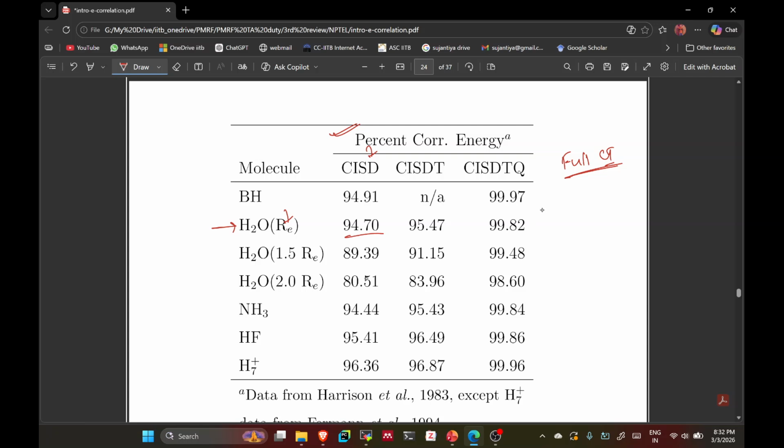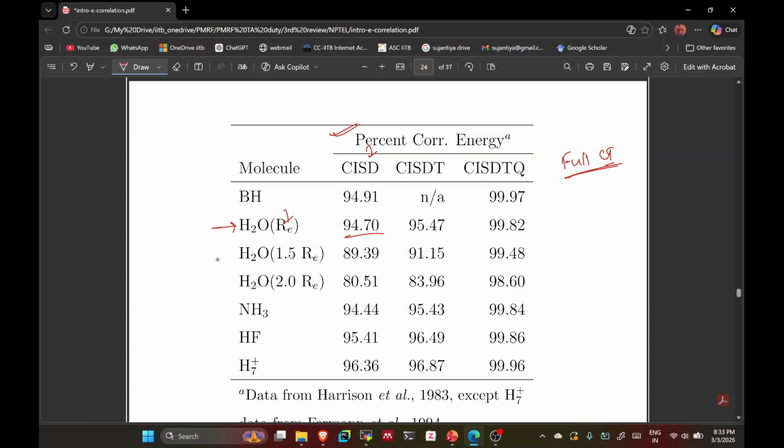So in H2O, there are 10 electrons, right? So there are a huge number of other possible configurations given the basis set that they have used. So if you take only up to Q, then at least you can say that you have recovered 100% of the correlation energy.